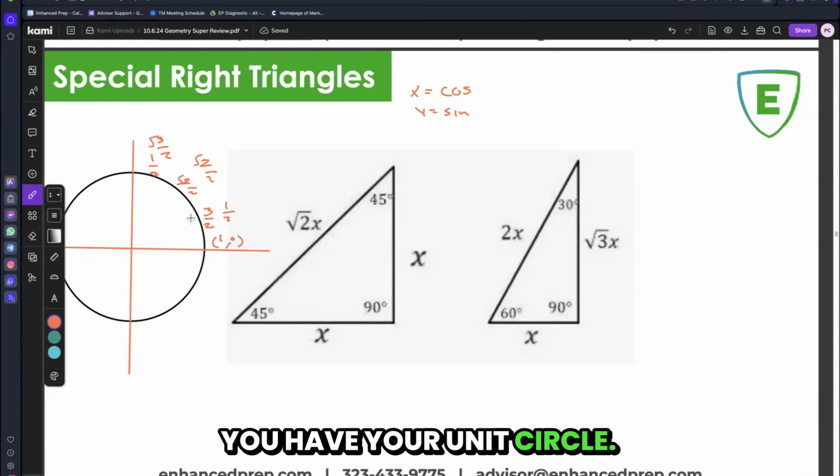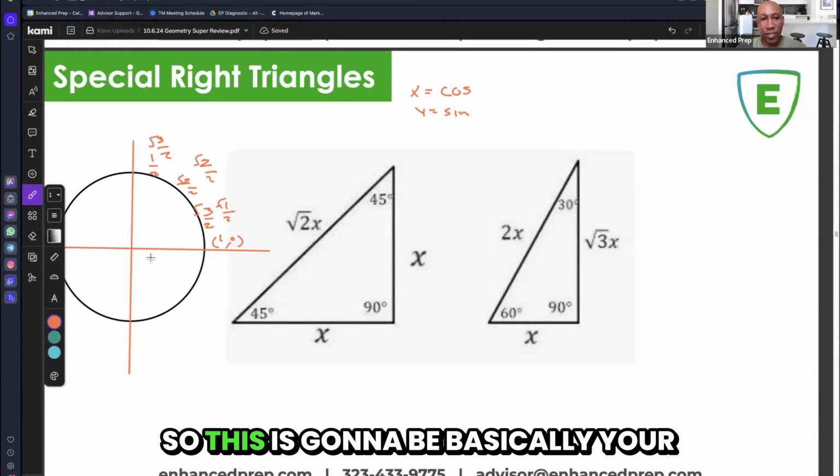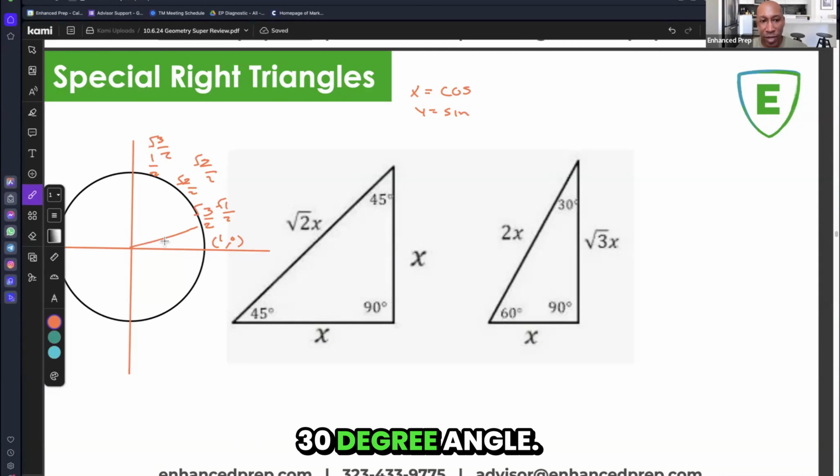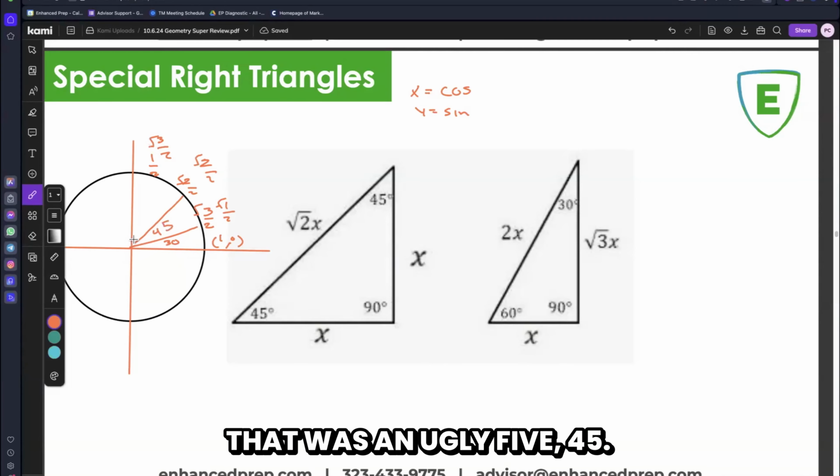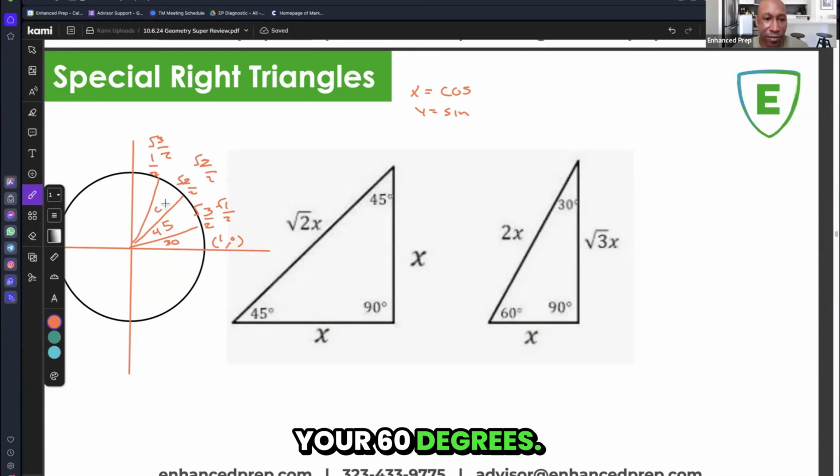You have your unit circle. So this is going to be basically your 30-degree angle. This is going to be your 45. And then this top one is going to be your 60 degrees. And that's all you do.